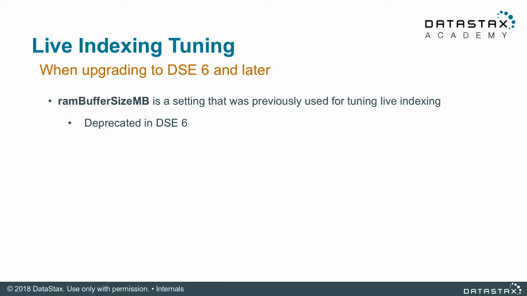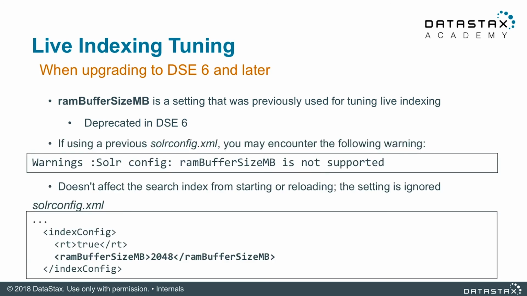If you're upgrading from an earlier version of DSE, keep in mind that the setting ramBufferSizeMB is no longer used, as DSE will now adjust the size of the RAM buffer automatically. If you use a solrconfig from earlier versions with this setting, you may see this warning: solrconfig ramBufferSizeMB is not supported. There's no need to panic, as this setting will just be ignored, but you may want to remove that setting from your solrconfig file when you're upgrading.